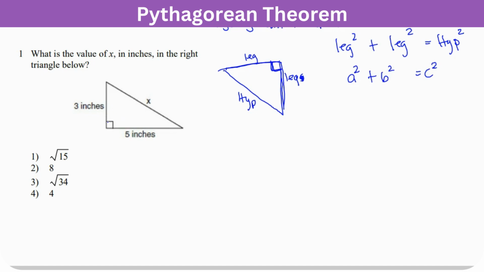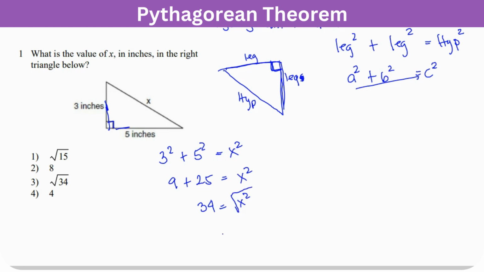So this is your 90 degrees, so therefore the sides that are on either side of your 90 degrees, those are your legs. So you can say 3 squared plus 5 squared equals x squared, which is basically this formula, right? So now we have 9 plus 25 equals x squared. 9 plus 25 is 34. This is equal to x squared. We want to solve for x, so the opposite operation of a square is the square root. So we'll take the square root of both sides. So x equals the square root of 34, which is this answer here.